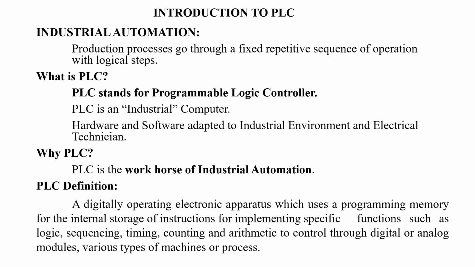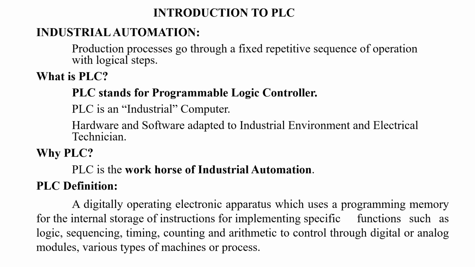Coming to the course introduction, what is industrial automation? In various process industries, the production process should go through a fixed repetitive sequence of operations with logical steps. This automation can be carried out using a PLC. What is a PLC? PLC stands for Programmable Logic Controller. In other words, it is an industrial computer where hardware and software are adapted to the industrial environment and electrical technician.